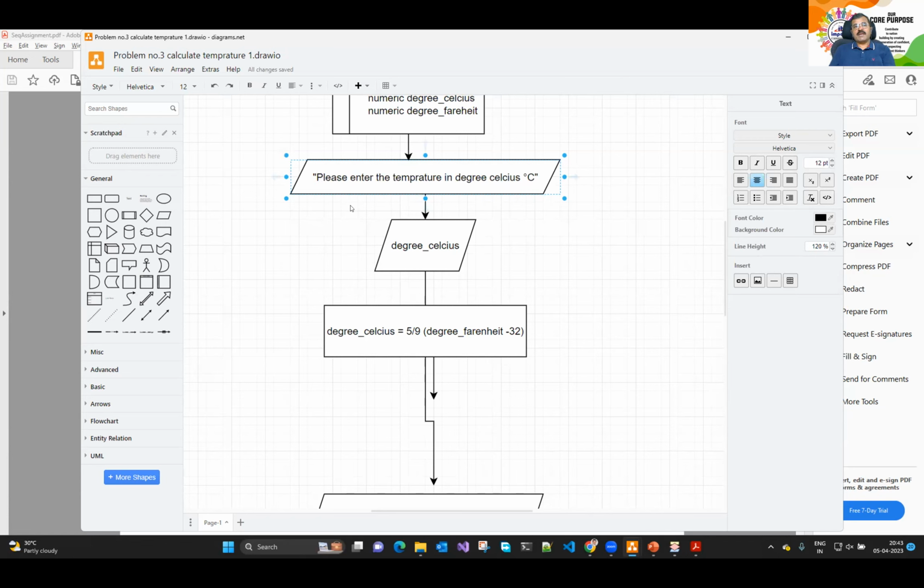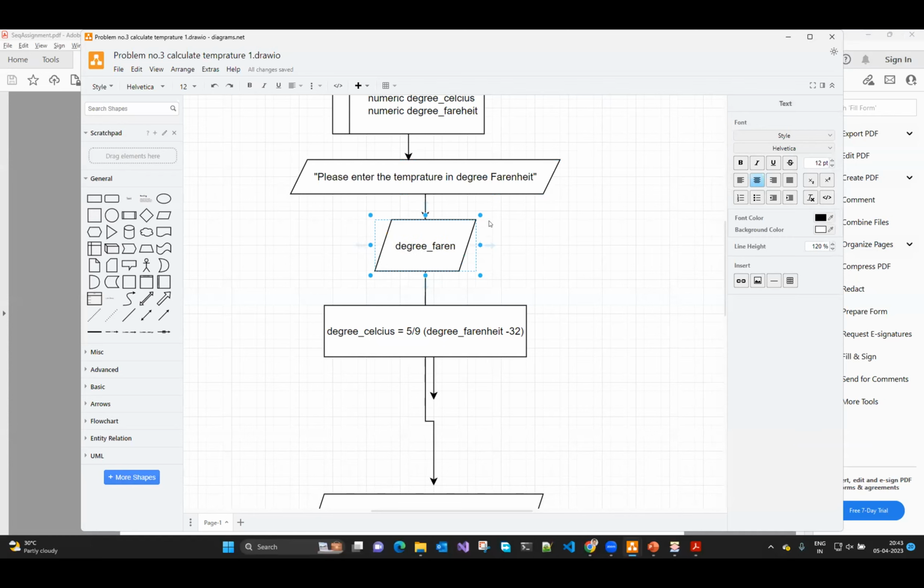So what should have been the right message? Come on, anybody? Please enter the temperature in degree Fahrenheit. So not degree Celsius, but degree Fahrenheit. You'll ask the user to enter the temperature in degree Fahrenheit, and accept it. So here, instead of degree Celsius, Fahrenheit.